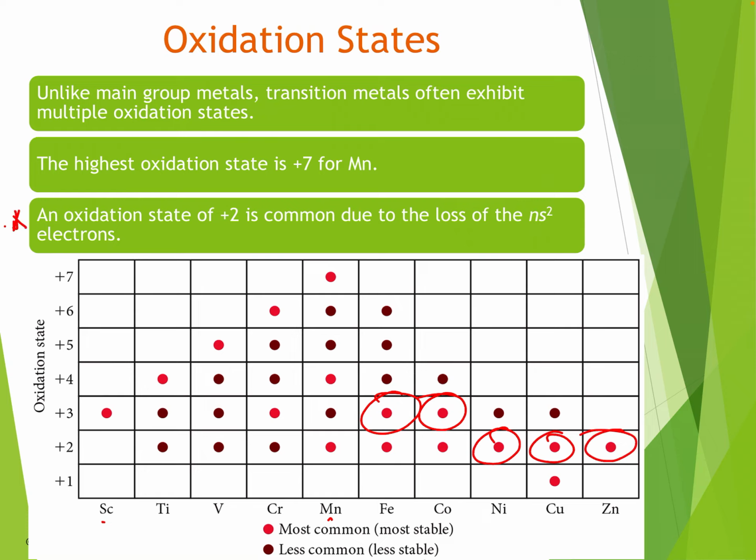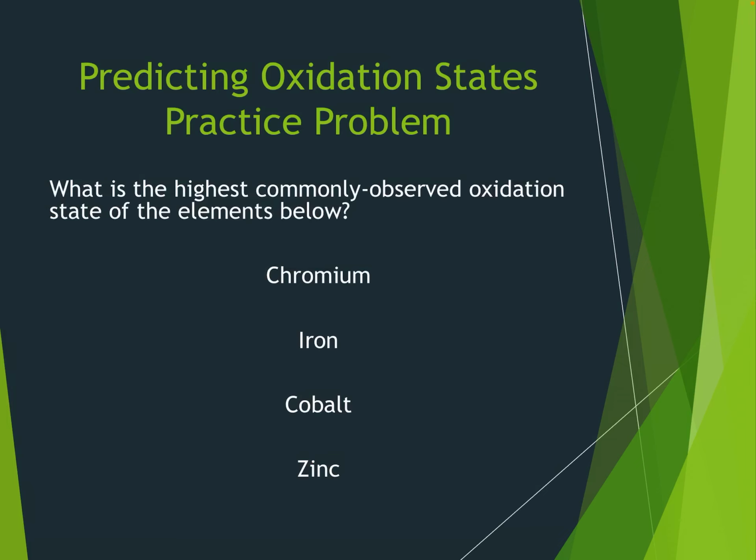Again, an oxidation state of 2+, if you look at this 2+ row, is really common because that just means that they're losing those S electrons. All right, I want you to go ahead and try this one. So pause here, figure out what the maximum commonly observed oxidation state of those elements is, and then unpause to see the answer.